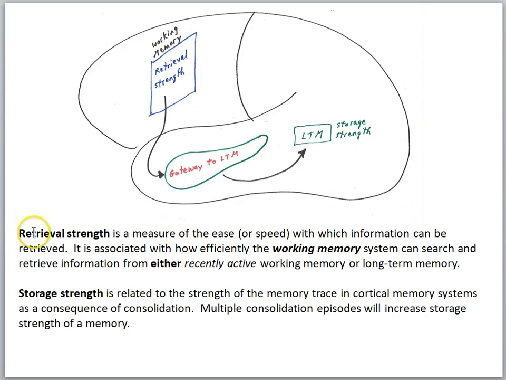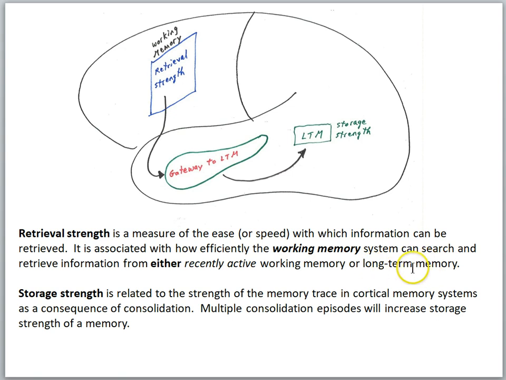Now, let's try to connect these two terms with our understanding of memory processing in the brain. Here we have the working memory system, and what is in working memory has the potential to enter the long-term memory system through the hippocampal system, and then consolidation processes make a strong cortical memory of the information. So retrieval strength is a measure of the ease or speed with which information can be retrieved. It's associated with how efficiently the working memory system can search and retrieve information from either recently active working memory, so the working memory boost, or the long-term memory system.